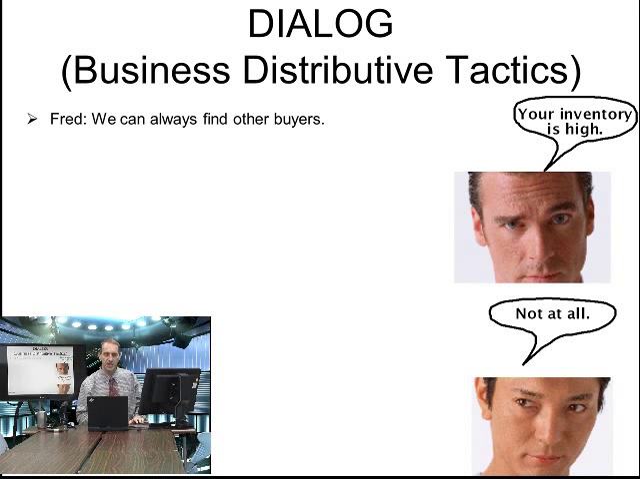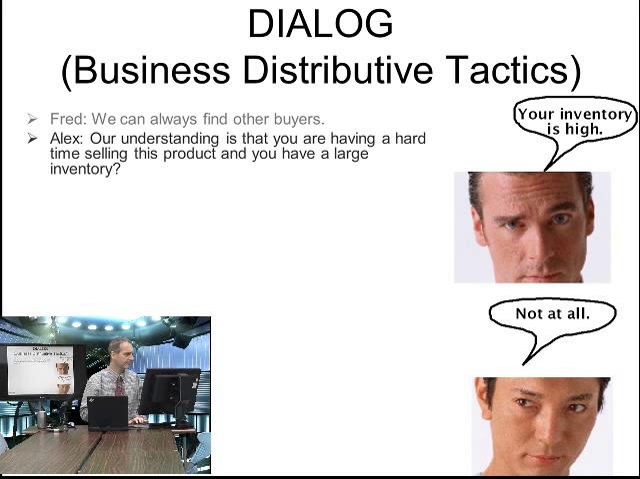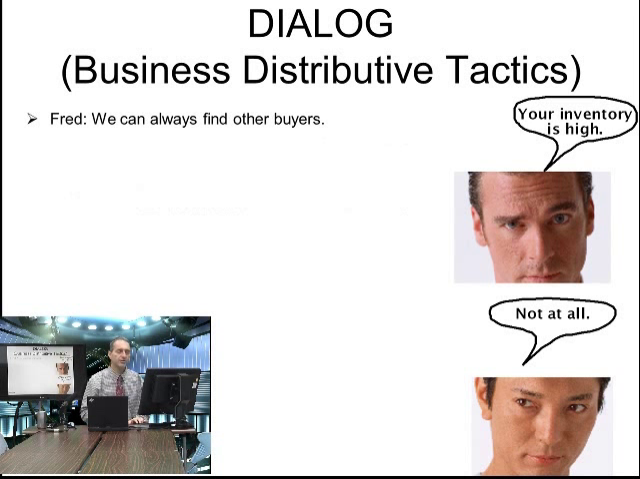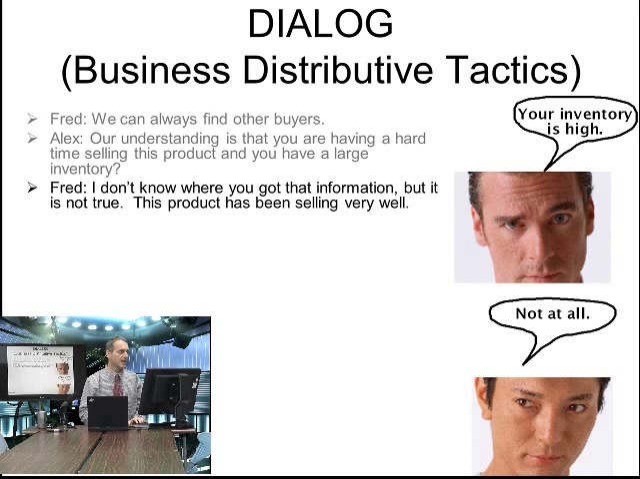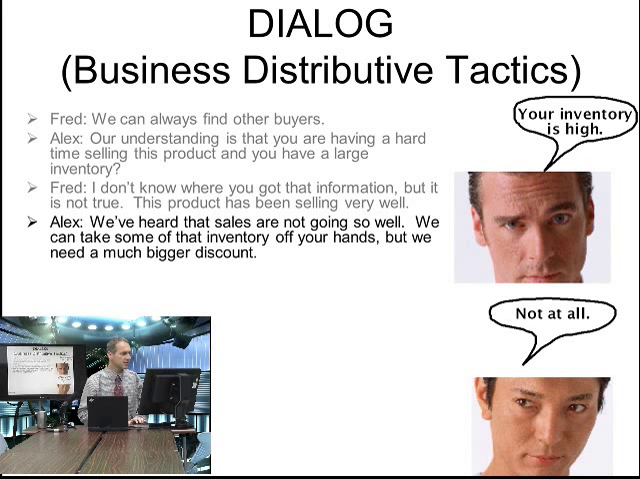Let's go on to a business negotiation and see what that looks like. Let's begin with Fred. Fred says, we can always find other buyers, so there must be a seller. And Alex says, our understanding is that you are having a hard time selling this product and you have a large inventory. So Alex is a buyer and Fred is the seller. Alex says that you have too much inventory, you cannot sell your product, it's hard for you to sell. And Fred says, I don't know where you got that information, but it is not true. This product has been selling very well. Alex says, we heard that sales are not going so well. We can take some of that inventory off your hands, but we need a much bigger discount.